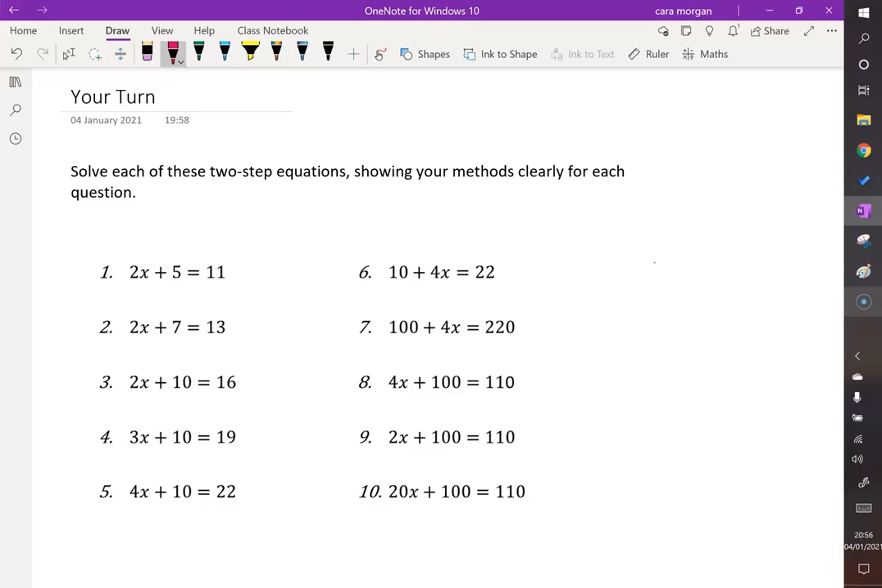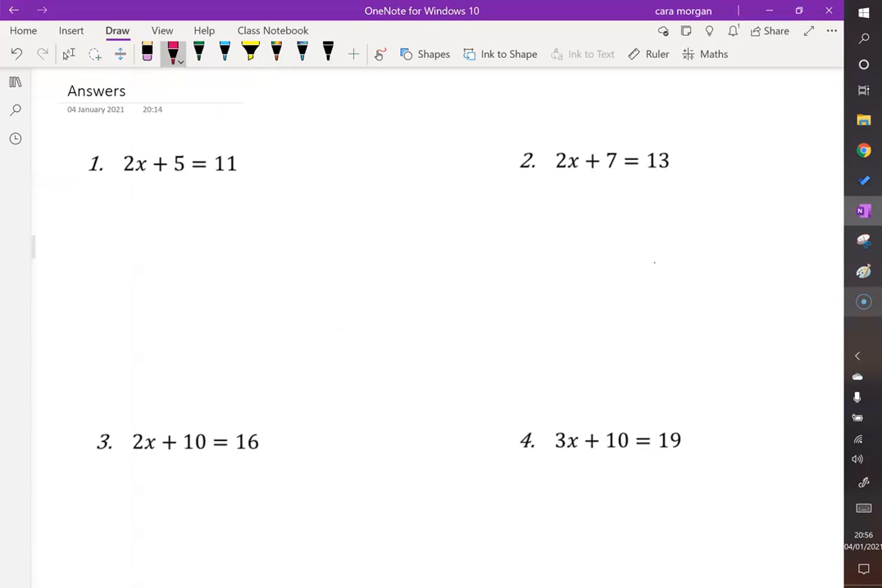I've now got 10 equations for you to solve. You shouldn't need a calculator to answer any of them. If your answer is not a whole number, you could think about whether it's easier to write it as a fraction or a decimal. I'd like you to show your methods clearly and underline your final answers, and then check that your answers work in the equations. Press pause, give yourself about 10-15 minutes, and then I'm going to go through them. Press pause now, please.